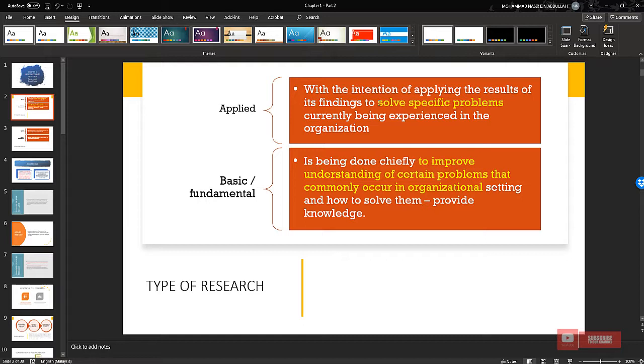Basic research or fundamental research is done chiefly to improve understanding of a certain problem that commonly occurs in organizational settings and how to solve them, and it will provide knowledge on how to solve the problem. So the intention of basic research is to find the solution to the problem, and we are not trying to apply it to solve the problem. We just provide knowledge on how to solve the problem.